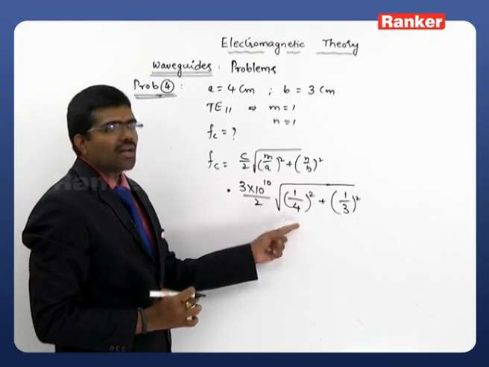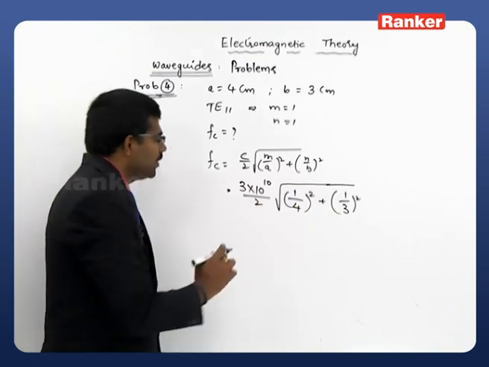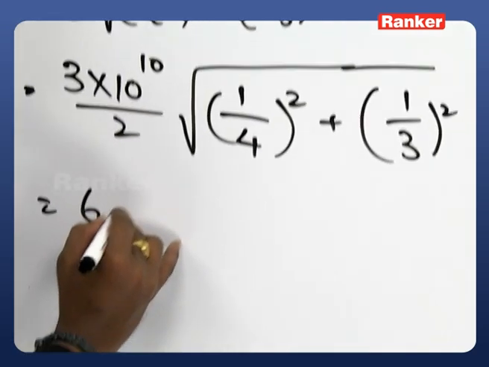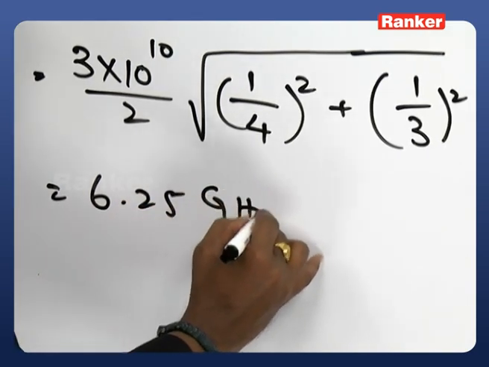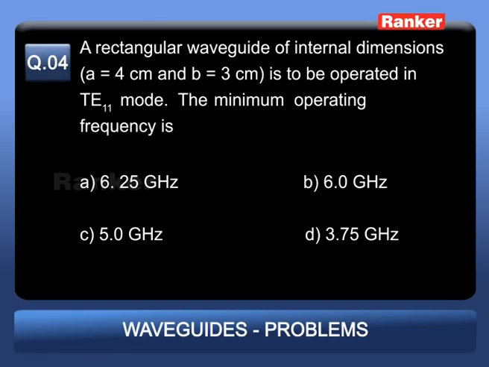Now take a calculator and simply calculate this one, then you will get an answer of 6.25 gigahertz. This answer is available in option A. So option A is correct answer.